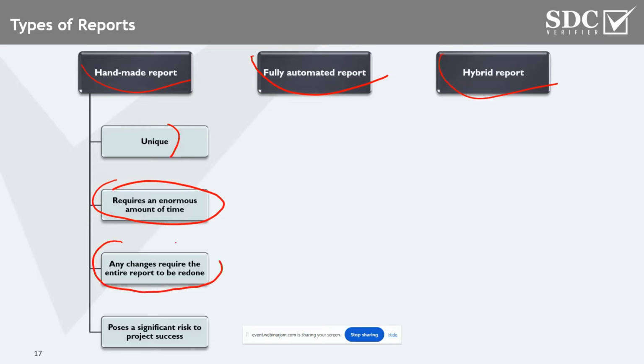Another significant drawback is that any changes would require the entire report to be redone. Because if you change your shapes, loads, boundary conditions, whatever you do during your calculations, it influences your results. And it means that you need to update them. Are you going to do it again by hand?